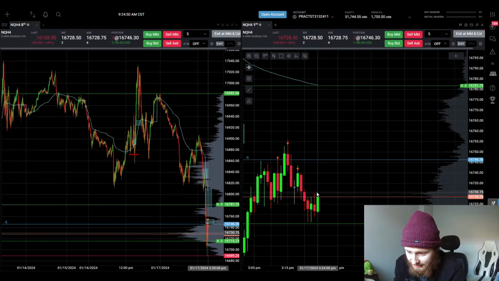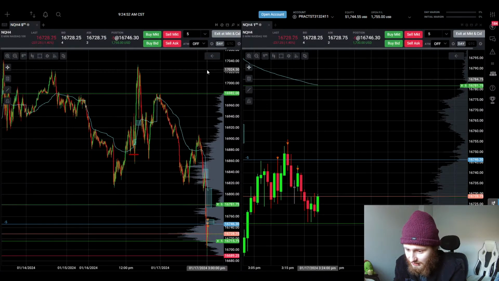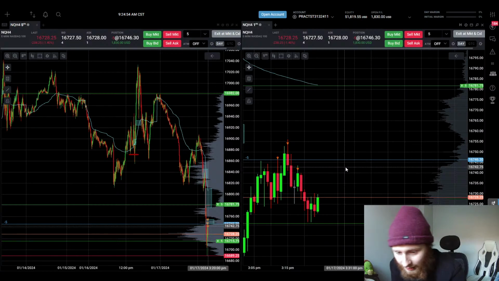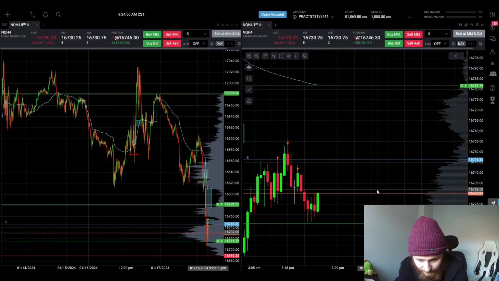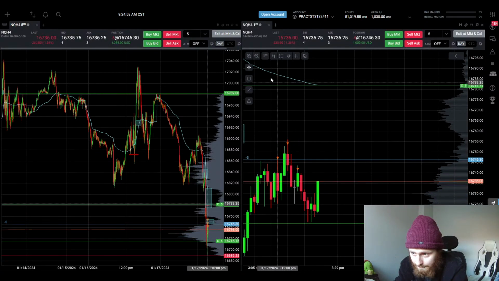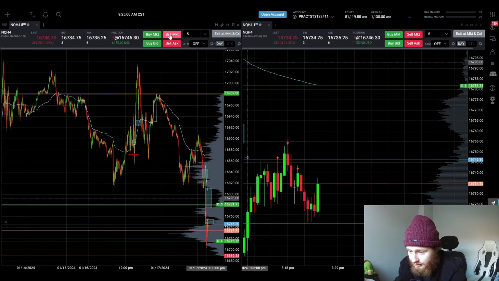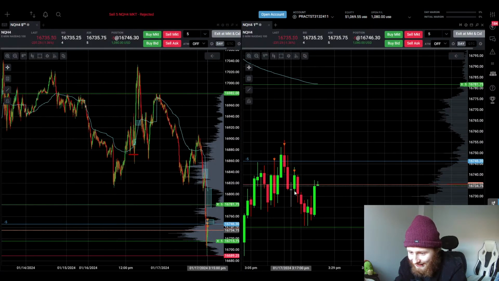This is where I'm looking at. If it breaks this, I might just take profit. There's a big volume bar right there. Oh, there we go. We're pushing up. Order rejected. I tried to take it up 5.